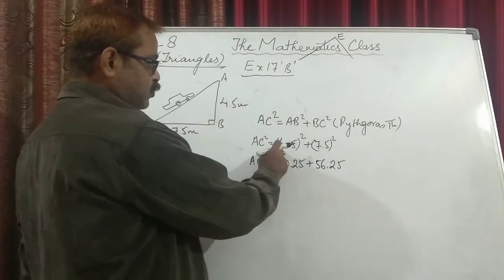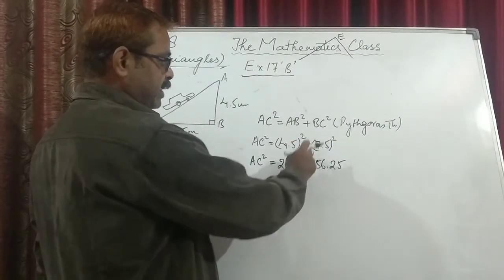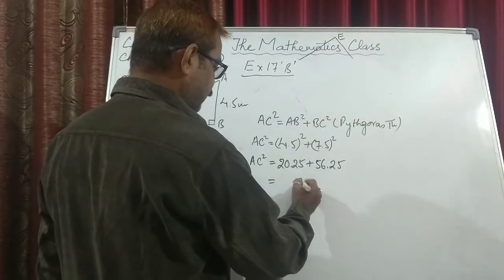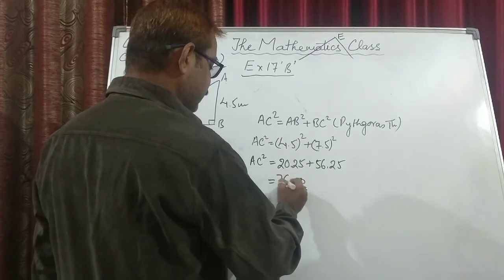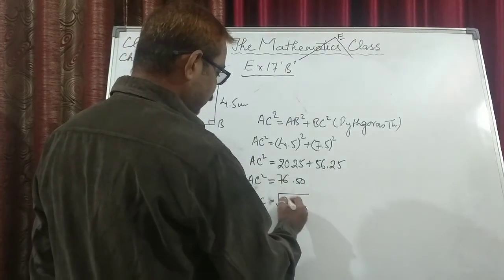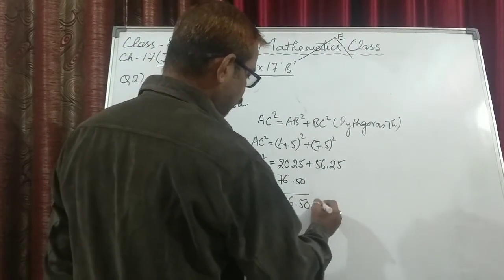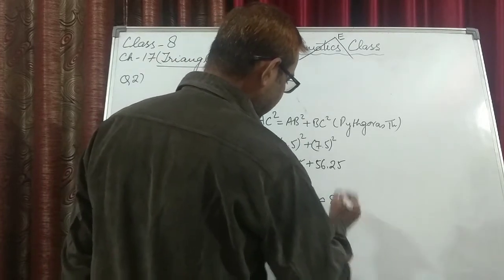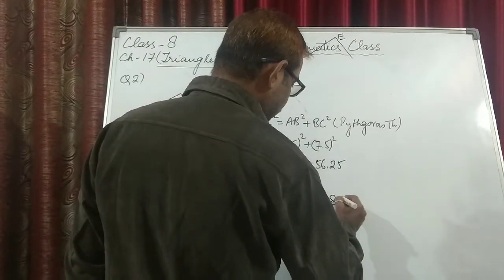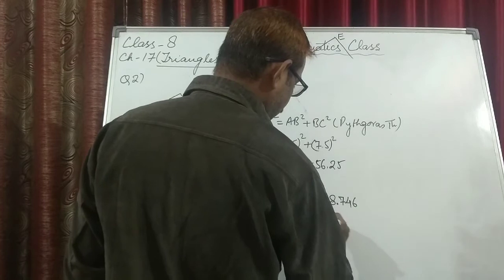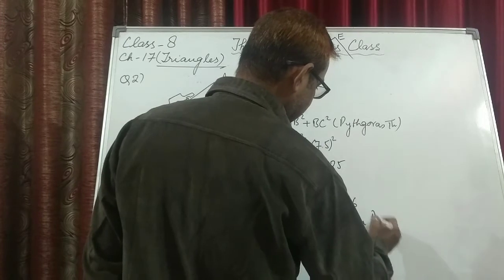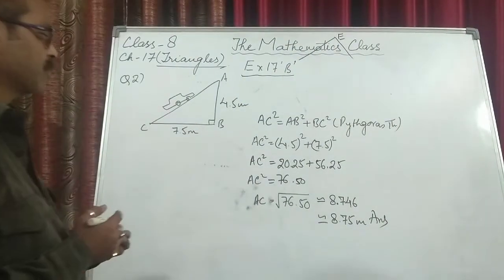So AC square will be: square of 4.5 is 20.25 and square of 7.5 is 56.25. When you add, this will be 76.50, which is your AC square. So AC will be the root of 76.50, and that comes approximately to 8.746, or approximately that can be considered as 8.75 meters. That is the final value of this question.